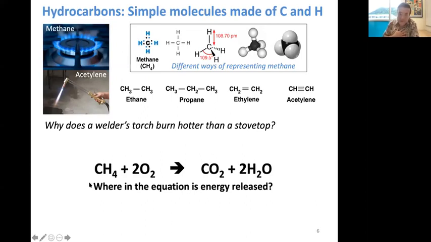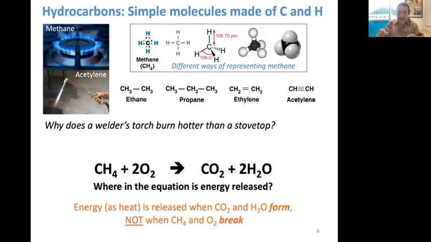I always thought when I was learning chemistry, like in high school and college, that it's when you break these bonds on the left. You break the bonds and energy is released, because we were always told that bonds store energy. But you know what? I hate to break it to you. That's wrong. Energy is actually released not by the breaking of these bonds on the left. Energy is released upon formation of the bonds on the right. Energy in this case as heat is released when carbon dioxide and water form, not when methane and O2 bonds break. Why is that?